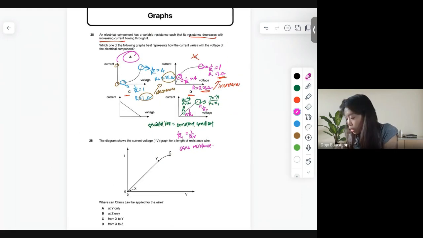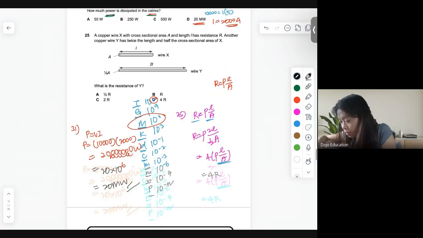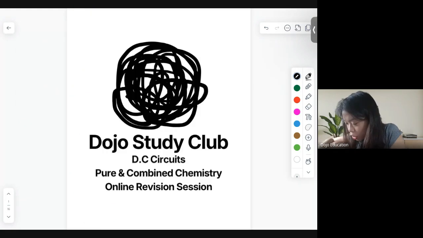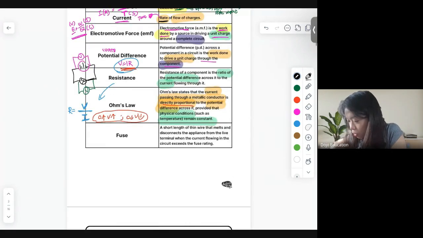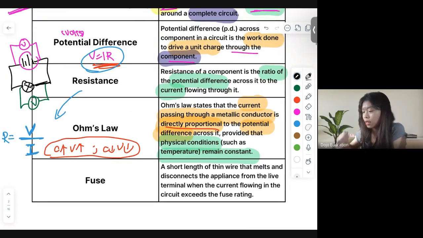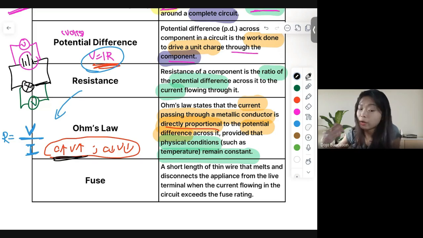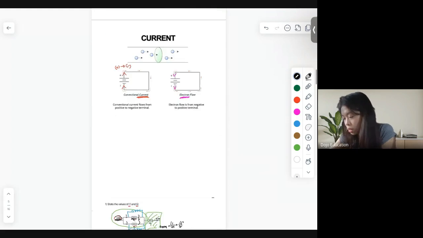Okay, so last question of the day. Where can Ohm's law be applied for the wire? Okay, Ohm's law. What does Ohm's law mean? If you all don't remember, let's recap. Let's go back up. It was mentioned in the definition, which is this part. Ohm's law states that the current passing through a metallic conductor is directly proportional to the potential difference. Basically just means that they're directly proportional. So when current increases, potential difference increases. And when current decreases, potential difference decreases.